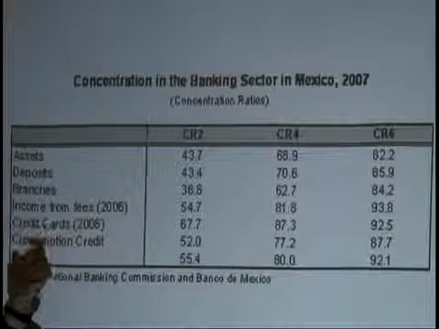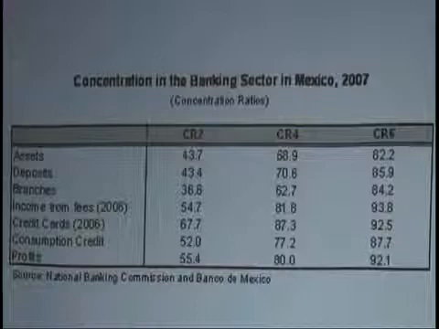So it's an oligopoly, actually. It's an oligopoly in Mexico, which, by colluding, decides to charge high interest rates to lenders, and lenders do not take that risk.